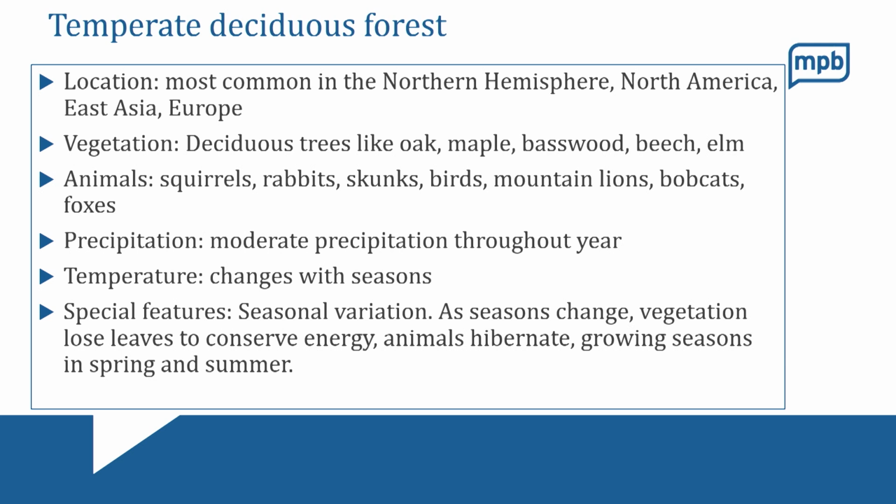What really changes with the seasons is the temperature. We know that when summer rolls around, it gets really, really hot, and when winter rolls around, it gets really, really cold. So it kind of fluctuates with the year, okay? The special feature here is that because it is a temperate deciduous forest and is following the seasons, there's a lot of seasonal variation. Okay, as seasons change, the vegetation loses its leaves to conserve energy, animals might hibernate, and there's a growing season in the spring and the summer. So depending on when you come to a temperate deciduous forest, if you come in the winter versus the summer, they're going to look totally different, right? And that's a big feature of these deciduous forests.